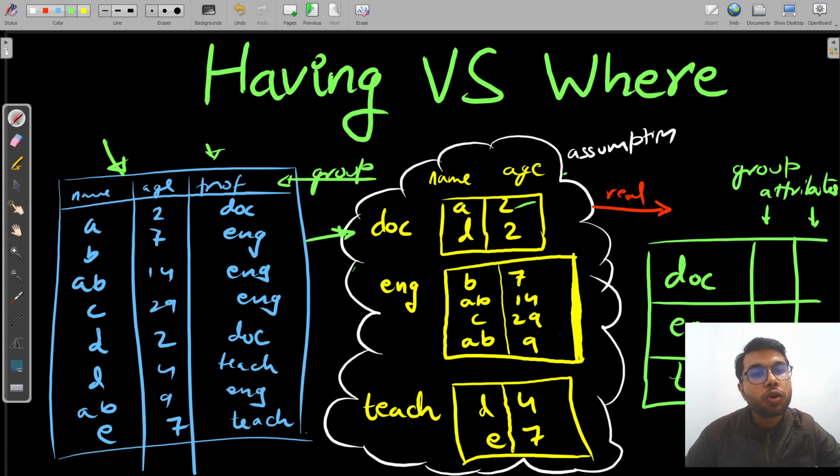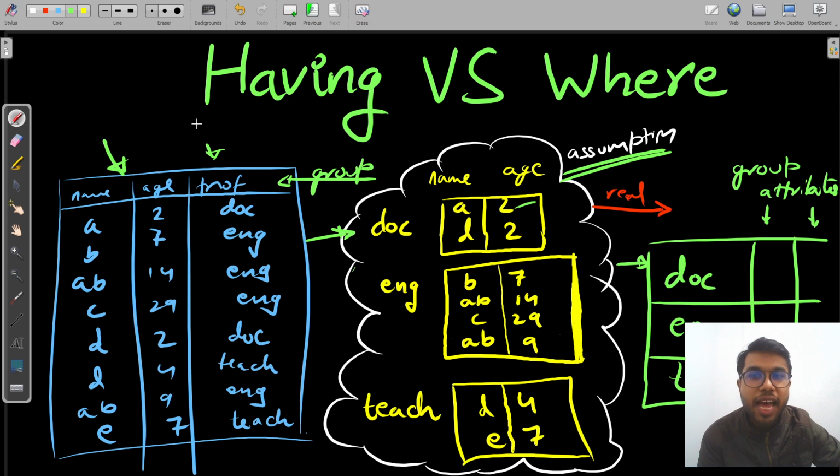But this is all an assumption. This is what we are assuming is happening. What actually happens is we process all of this, and this table is actually never stored. What is stored is a single attribute, or perhaps multiple depending upon the situation, a single attribute that has some group attributes that represents the whole group.